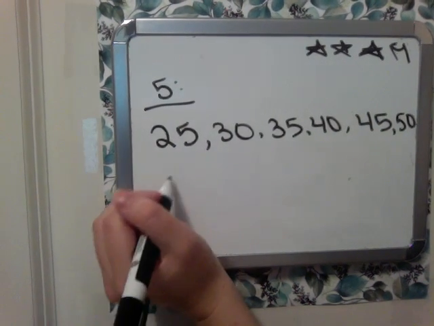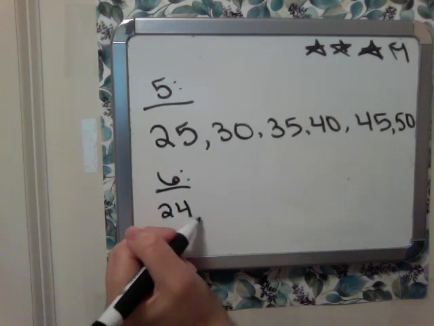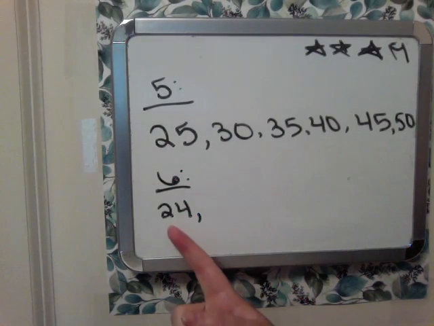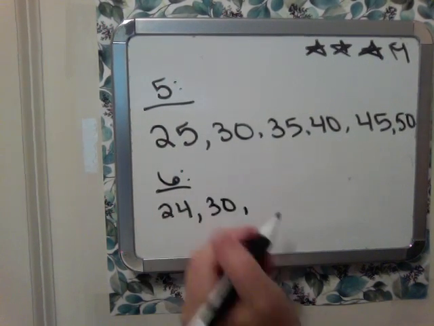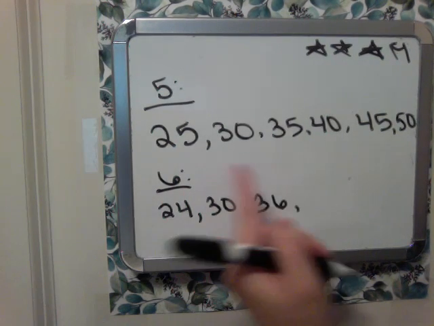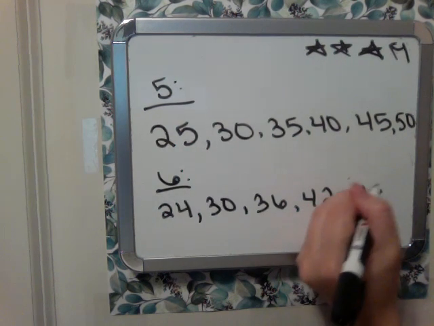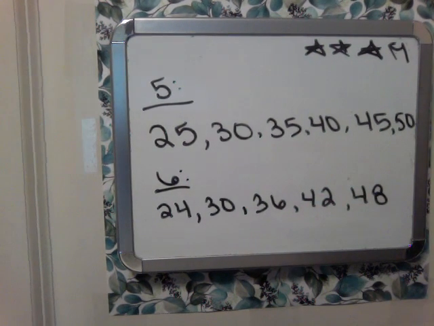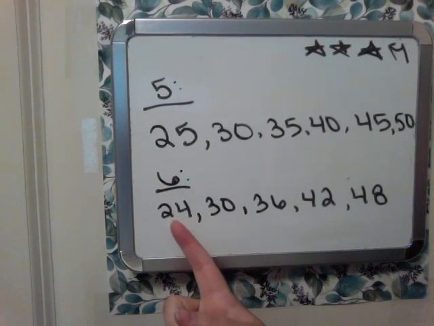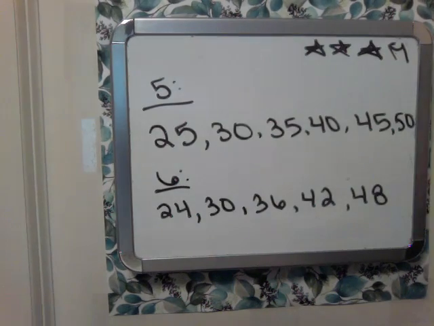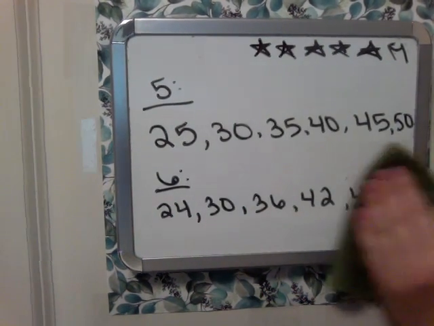And then we're also going to be skip counting by 6s, starting at 24. I know 6 times 4 is 24. 6 times 5 is 30. 6 times 6 is 36. 6 times 7 is 42. 6 times 8 is 48. So that's another way you can do it, is by going through your facts, starting with the first one, 6 times 4. You can earn 2 stars for this problem, 1 for each set of multiples.